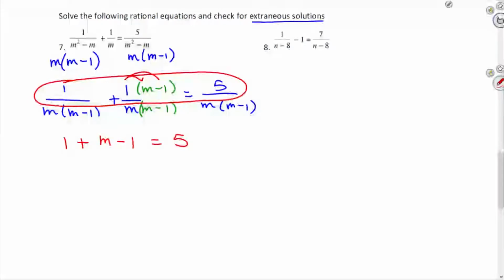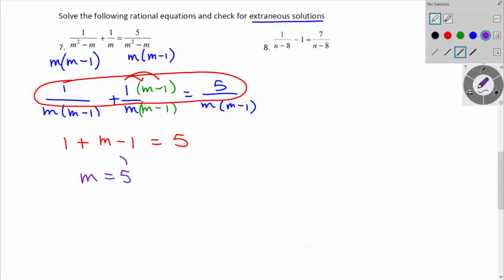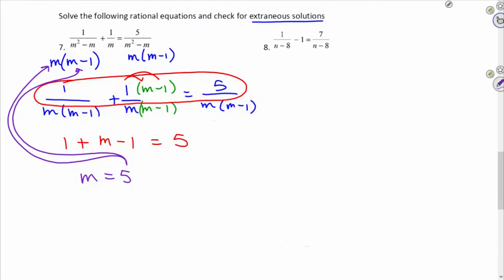Focusing on that equation, I'm going to combine like terms. M is m. 1 minus 1 is 0, so you get m equals 5. Now, before you box it and say I'm done, make sure that you don't get division by 0. If I plug 5 into here, I don't get 0. And plug 5 in here, I don't get 0. I get 5 times 5 minus 1, which is 5 times 4, which is 20, not 0. I do not get division by 0, so this is my solution.